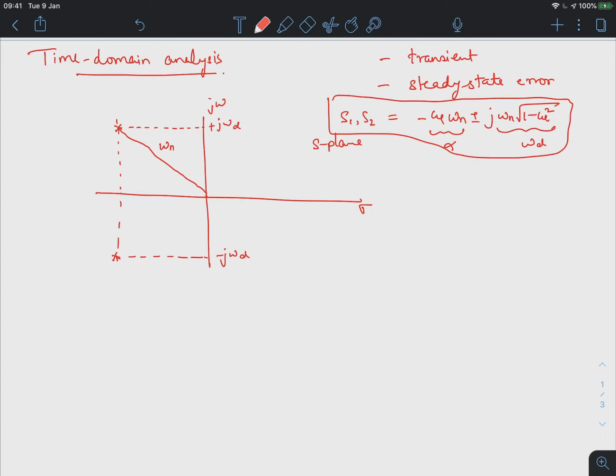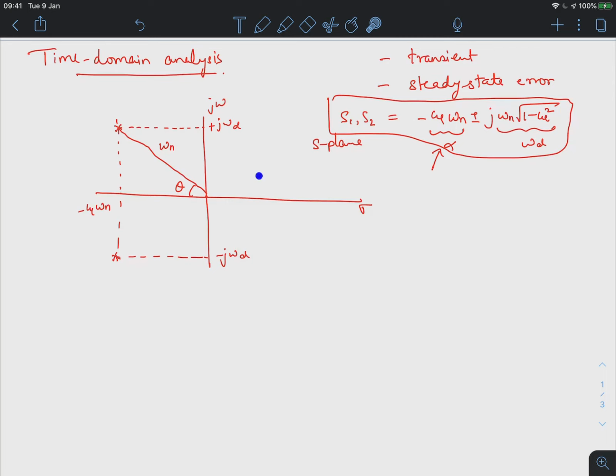Now this point would be on minus xi omega n. Okay, and the angle it makes is theta. Because these poles are given in rectangular coordinates, and this is a complex pole, if you want to represent it in polar coordinates, then with the help of this theta you can write the location of the poles in polar coordinates. Okay, so this is the pole plot for an underdamped second order response.